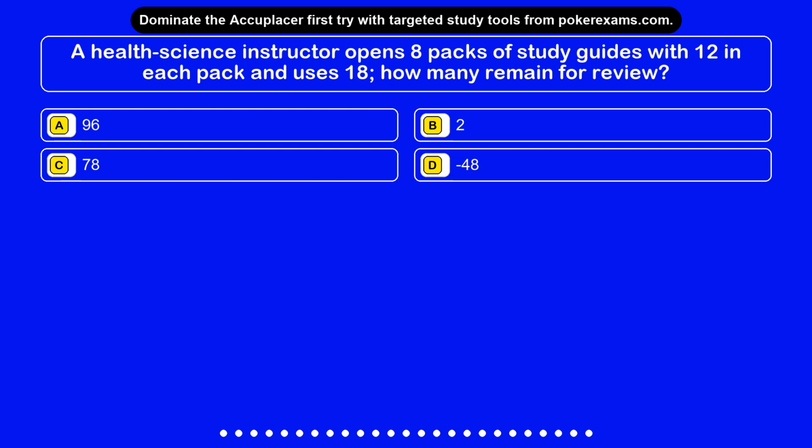Question 1. A health science instructor opens 8 packs of study guides with 12 in each pack and uses 18. How many remain for review? Option A, 96. Option B, 2. Option C, 78. Option D, -48.